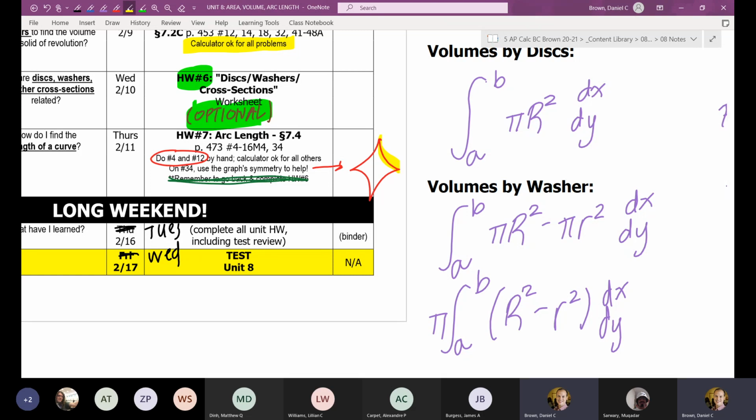That's going to be the last homework assignment you have other than the briefcase binder. Again, I want you to practice doing 4 and 12 completely by hand. All the other ones, please just use the calculator for. So y'all can go ahead and get started on that. Again, enjoy your long weekend. Tuesday will be a review day.